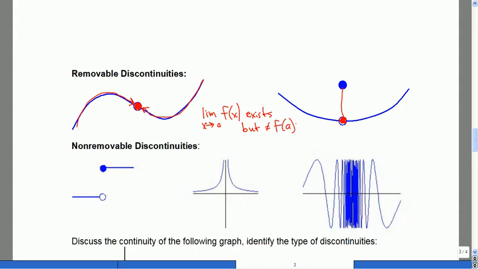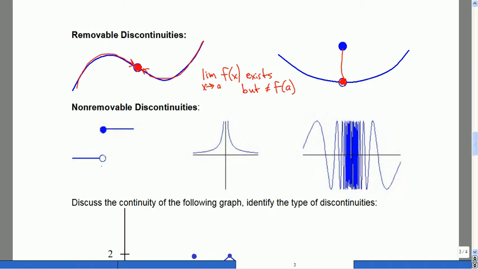For non-removable discontinuities, we mentioned these already. We had a jump, and we also could have things like an infinite discontinuity, where there's an asymptote and they're discontinuous because they just end up going on, becoming infinitely large. The other thing we can have is an oscillating discontinuity.